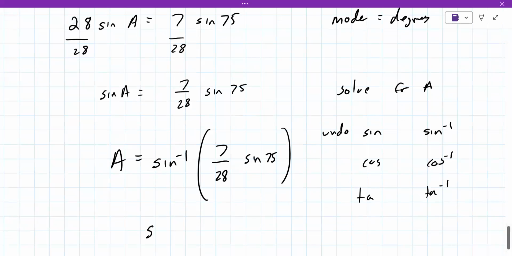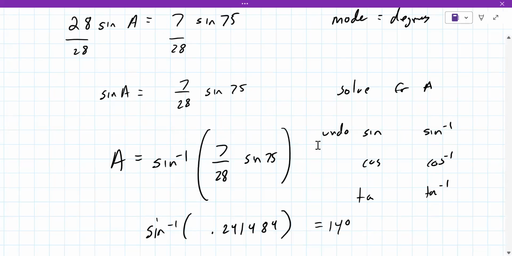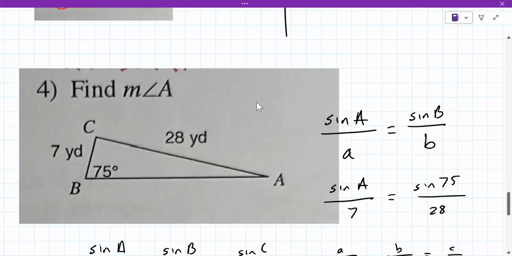Like I mentioned, some students go and get 0.2414, and they do that, or you can do it all at once. So is it about 13.97 degrees? Yeah, maybe 14. Yep, good. So you just need the measure of angle A. That's a lot less overwhelming than I thought.